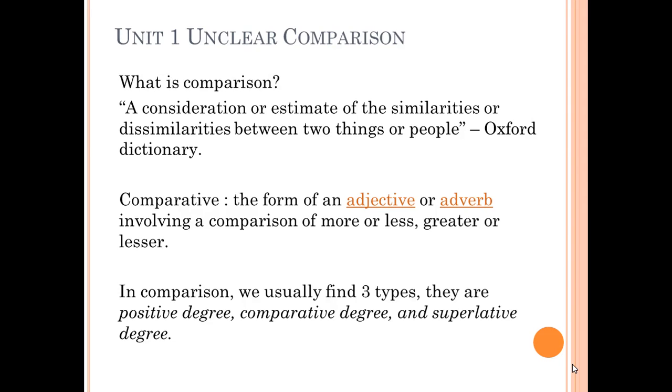So what is comparison? A comparison is a consideration or estimation of the similarities between two things or people. That's based on the Oxford Dictionary. So what is called comparative? Comparative means the form of an adjective or an adverb involving a comparison of more or less, greater or lesser. In comparison, we usually find three types. They are positive degree, comparative degree, and superlative degree.